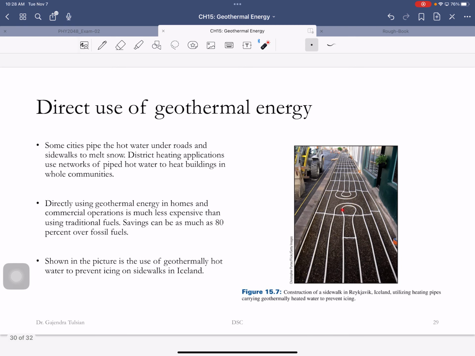So here in Iceland, you're pumping hot water from the geothermal source, putting these pipes underneath and then laying the sidewalk. So your sidewalk never freezes, and you don't slip and fall, and you don't break bones when you get old and stuff like that.